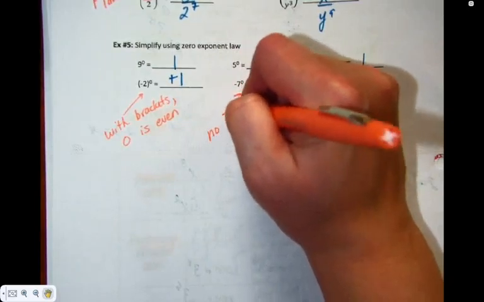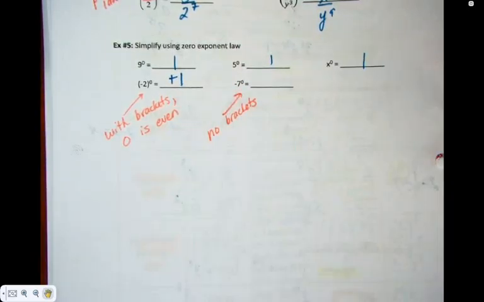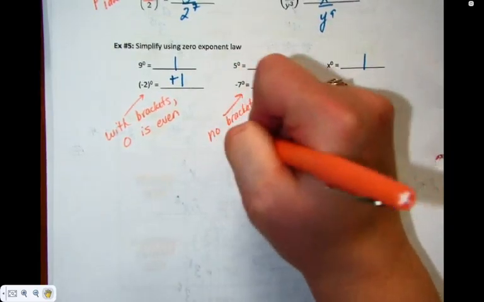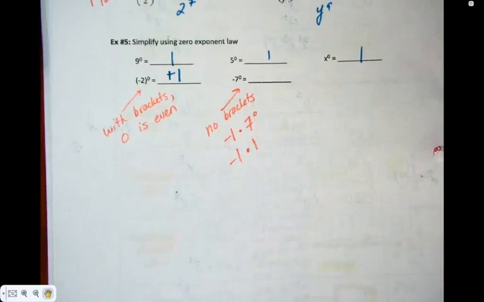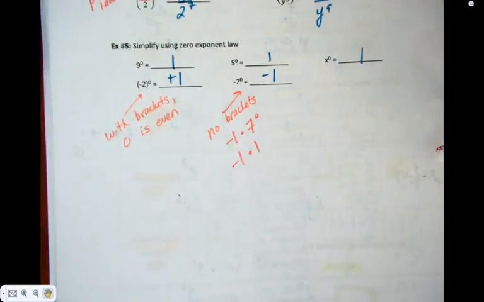This one has no brackets. And so mathematically what it means when there's no brackets is it's negative 1 times 7 to the 0. And so this is really negative 1 times 7 to the 0 is 1. And what's negative 1 times 1? Negative 1. That's why it remains negative without the brackets. Okay, so those negatives follow the exact same law that we had at the beginning with the brackets or no brackets. Questions on the last exponent law?